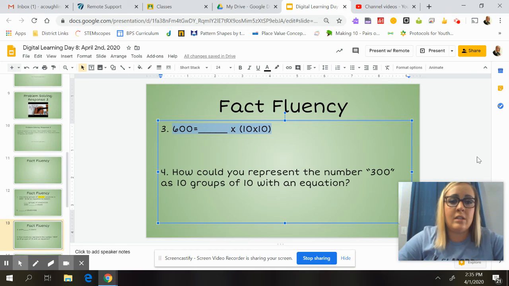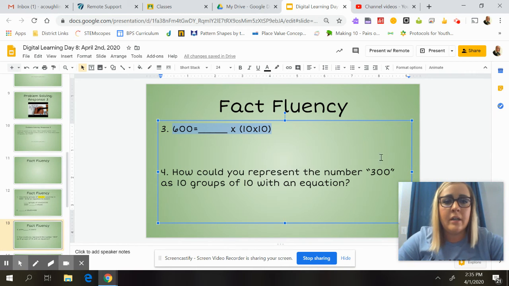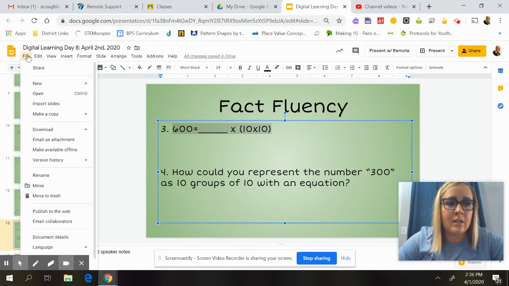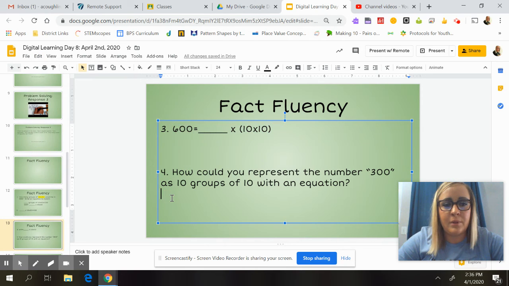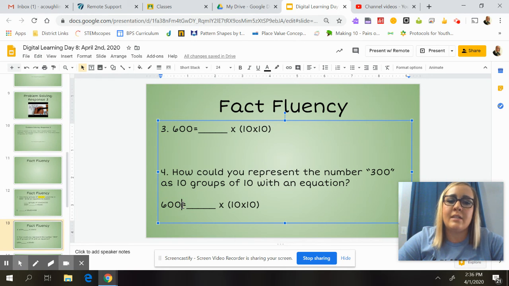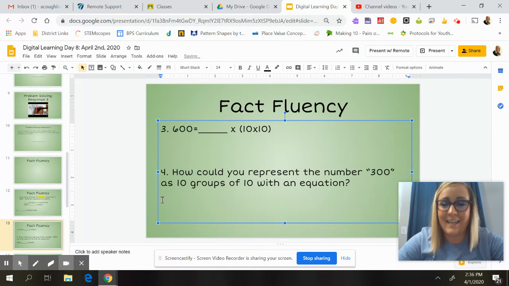So if you even wanted to copy that and paste it down there so you have something to start with, you can highlight it and then hit edit, and then you would hit copy. And then if I wanted to put that down here to help me, I would hit edit again and paste. And then I would need to erase this because I know that I'm not working with 600 this time, I'm working with 300. So I want to know what that would look like if how many groups of 10 are in the number 3, how many 10 groups of 10 are in 300.